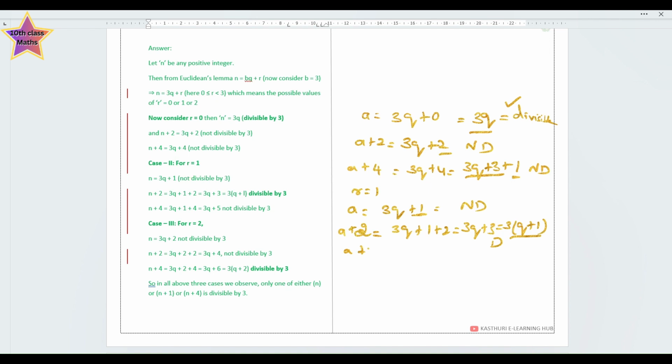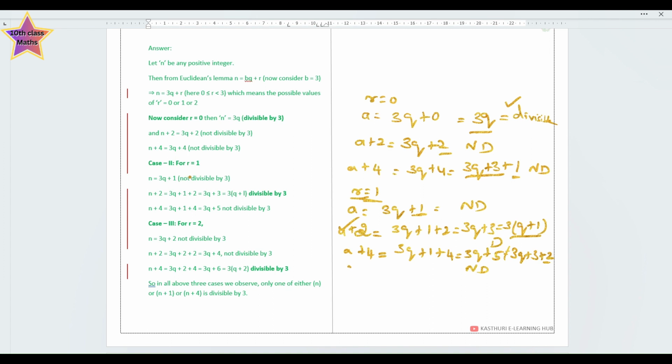Okay, let's go with the other one. a plus 4 is nothing but 3q plus 1 plus 4, which is 3q plus 5. 3q plus 5, you split and write as 3q plus 3 plus 2. Here you have the remainder 2. This you can write in terms of 3, but 2 you have. So this is not divisible. So here only one number is divisible, which is a plus 2. Okay, so this is for r equals 1. This was for r equals 0.